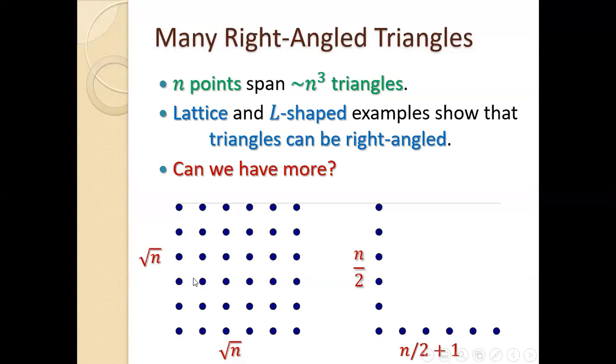Okay, how many right angle triangles approximately do you have? Can you tell me how many right angle triangles approximately? We don't care about the constant, we just want an estimate. Approximately how many right angle triangles do you think one of these configurations has? The one you're more comfortable looking at. Okay, so let me help you. Let's do the lattice.